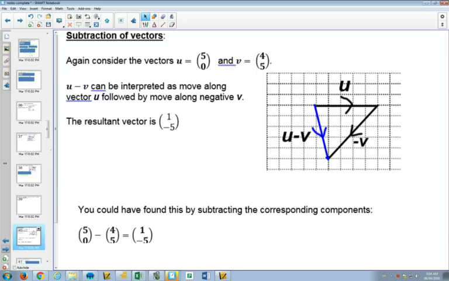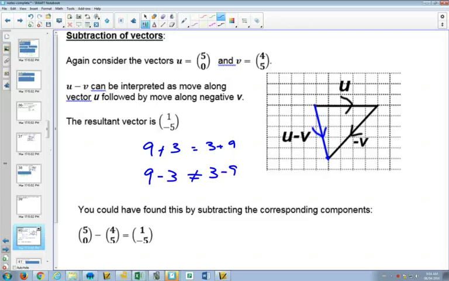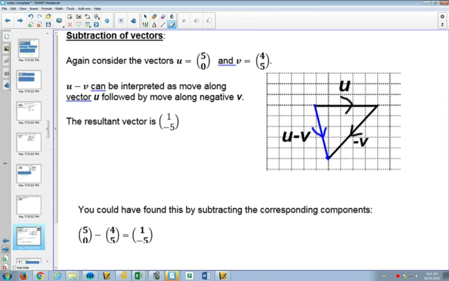Yes, in this case it matters, just like in math if you were subtracting, right? If you're adding, 9 plus 3 is equal to 3 plus 9. But 9 minus 3 is not equal to 3 minus 9, because one would be negative and one would be positive. So u minus v isn't the same as v minus u. Which one you start with depends on what the question is asking for.